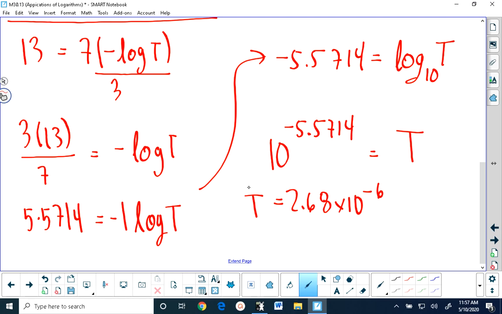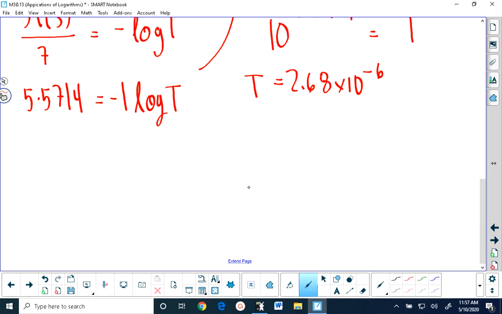Now, we don't usually deal with scientific notation a lot in this course, but what this means is that T is equal to 0.000000268, that's like 99.99999 something percent of the light is being blocked. And that's the answer to example 1.